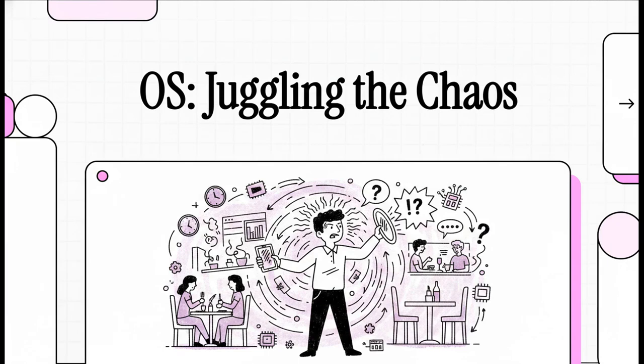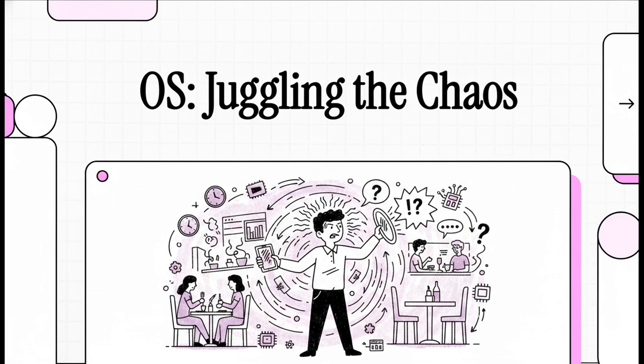Welcome to the Explainer. I want you to picture, just for a second, a highly stressed manager at a wildly busy restaurant. They're taking orders, directing the kitchen staff, seating guests, dealing with complaints, and they're doing all of this seemingly at the exact same time. Well, believe it or not, that is exactly what your computer's operating system is doing every single second.